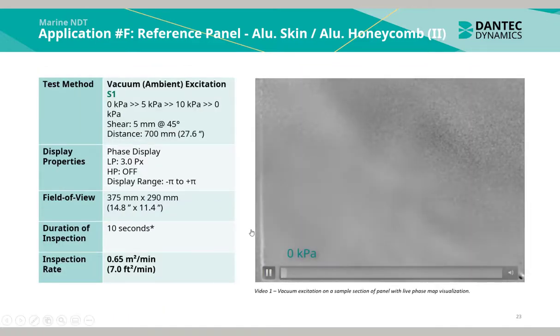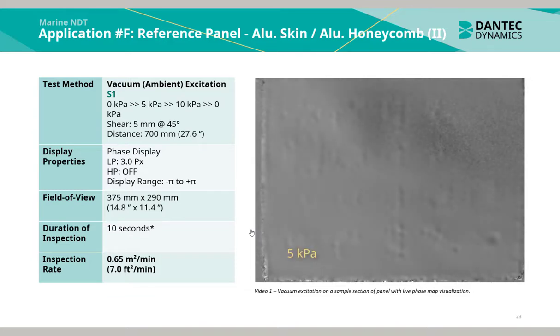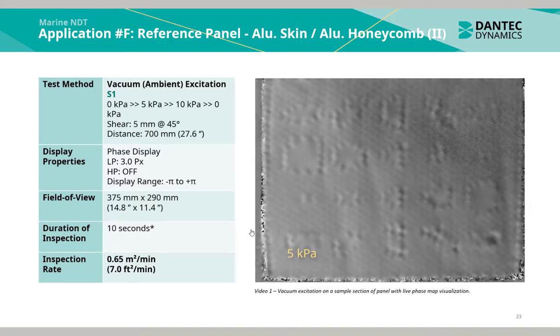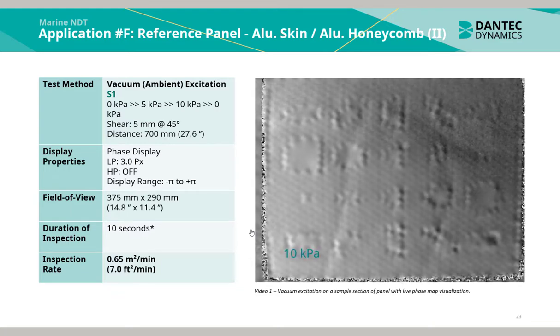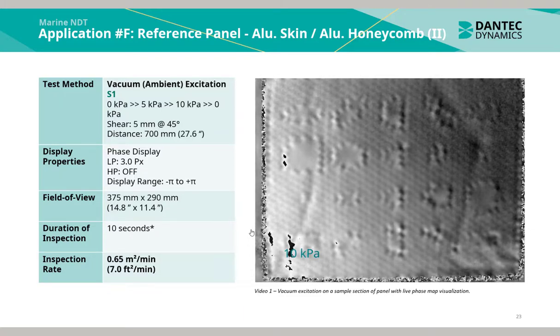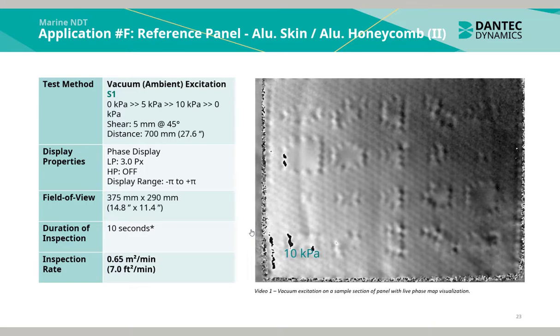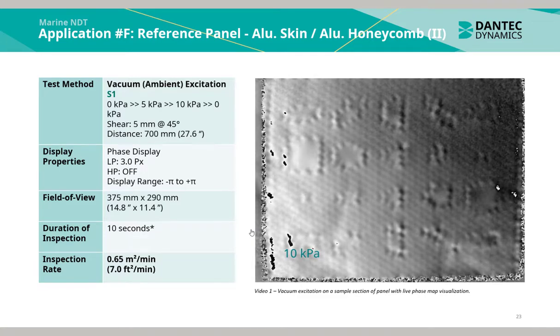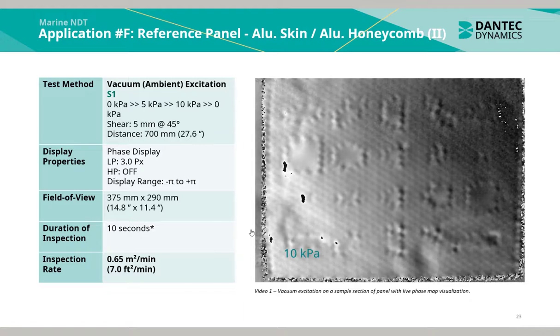In video 1, we see vacuum excitation being applied to the panel. The vacuum excitation is from 0 kilopascals to 5 to 10 and back to 0 kilopascals again. The duration of the inspection takes approximately 10 seconds. It is visible where there are entrapped cells inside the honeycomb sample, in that the entrapped cells actually cause minor changes in the bending stiffness. Where there is a cutout indicates that there are no entrapped cells behind the sample whatsoever. All the defects using vacuum excitation are as such visible.